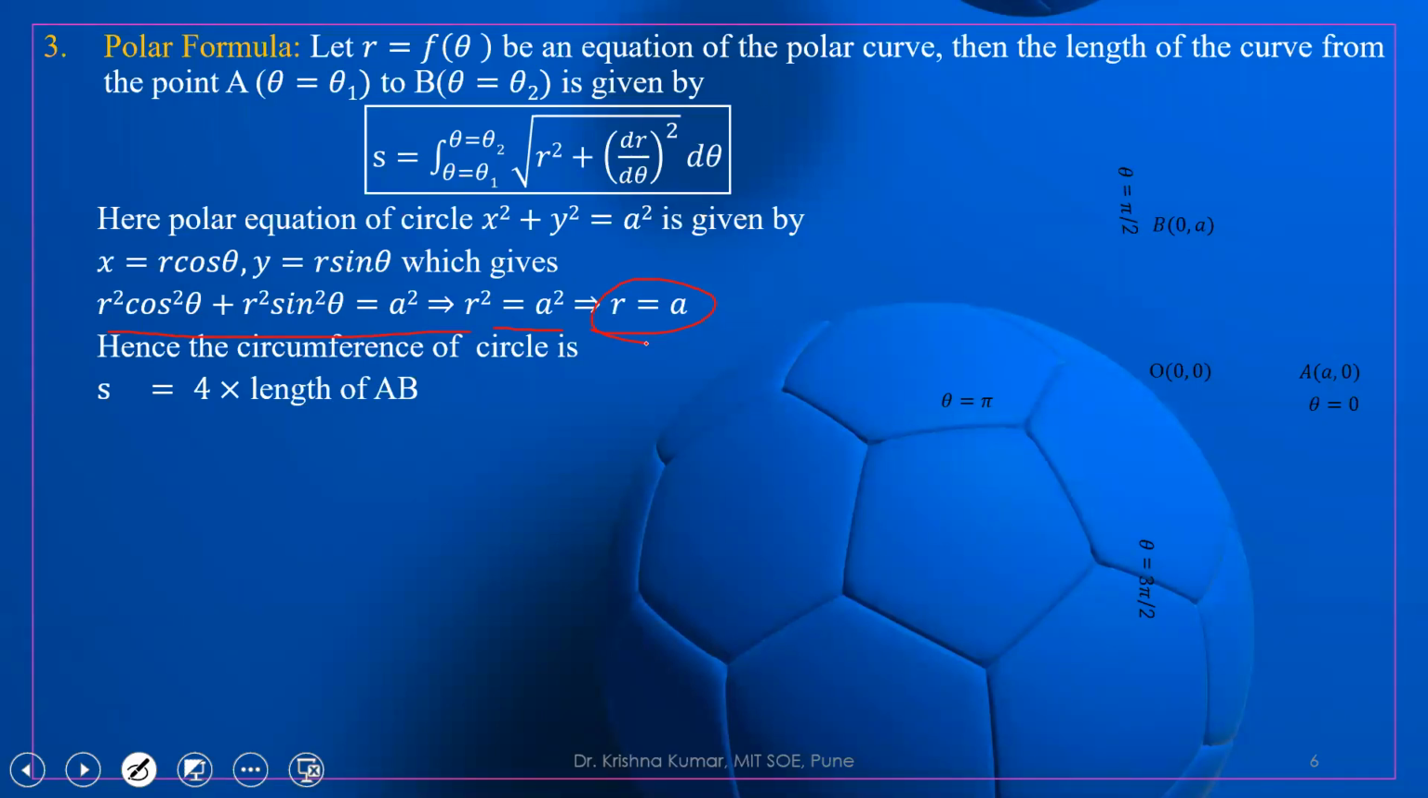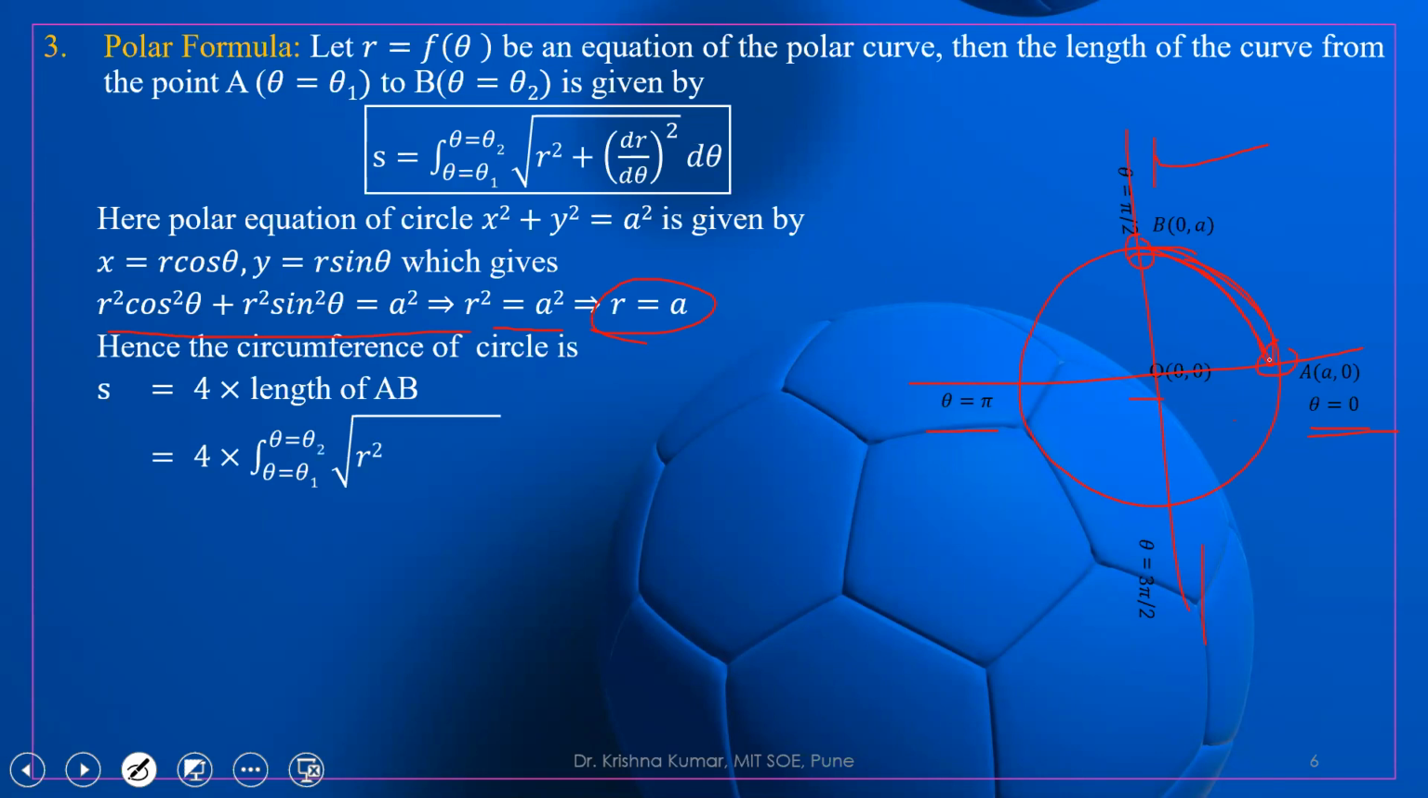Again the same thing we can write over here. Let us suppose this is a circle. This is theta equal to 0. This is theta equal to pi by 2, theta equal to pi, and theta equal to 3 pi by 2. This is the origin. And again, instead of finding the whole length of the circle, we use only the first quadrant. So we are using s equal to 4 times the length of AB.